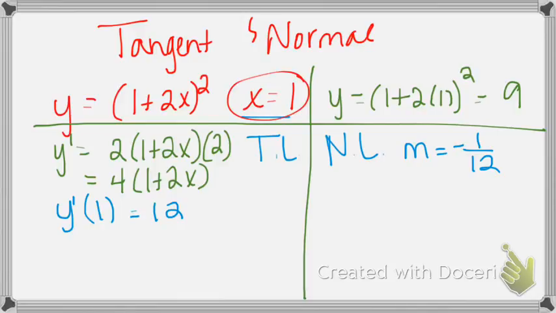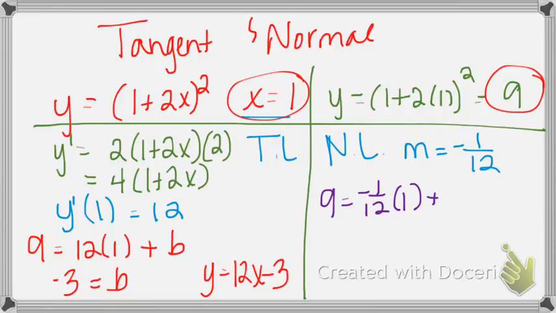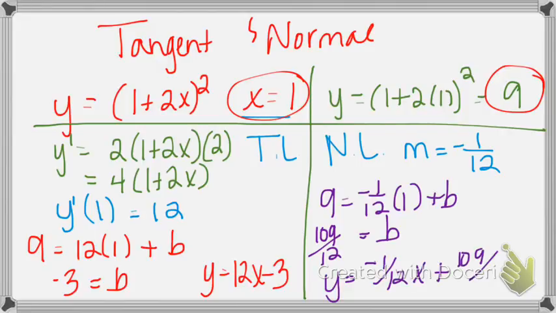So we've got our x, we have our y, and we have our slope. y equals mx plus b. Subtract the 12, b is negative 3, so y is 12x minus 3. For the normal line, 9 equals mx plus b. Add 1/12 on both sides. You get 109 over 12, so your equation is y equals negative 1/12 x plus 109 over 12.